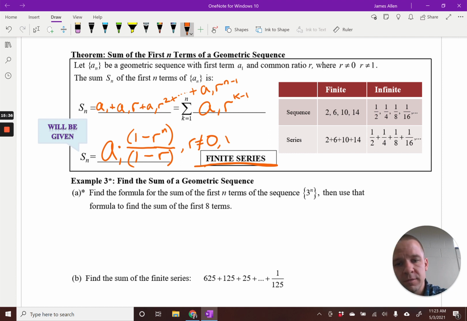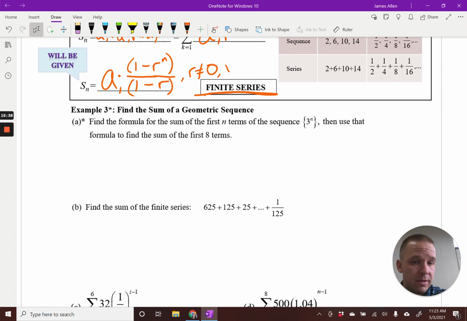Find the formula for the sum. Make sure you jot that formula down. Find the formula for the sum of the first n terms of the sequence 3 to the n. Then use that formula to find the sum of the first 8 terms. I'm just going to go right to the first 8 terms. Let's deal with finite first. I feel like it's more doable that way.